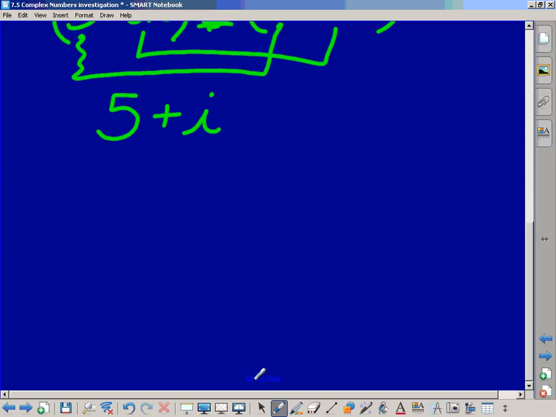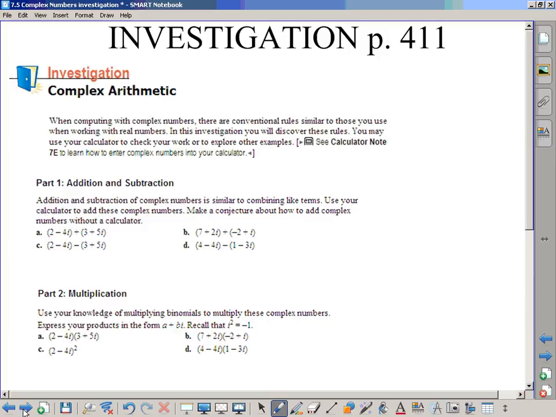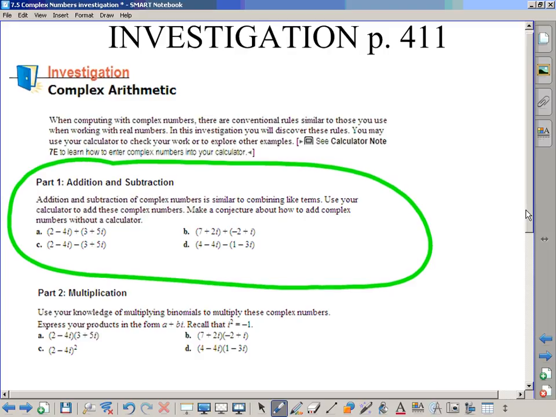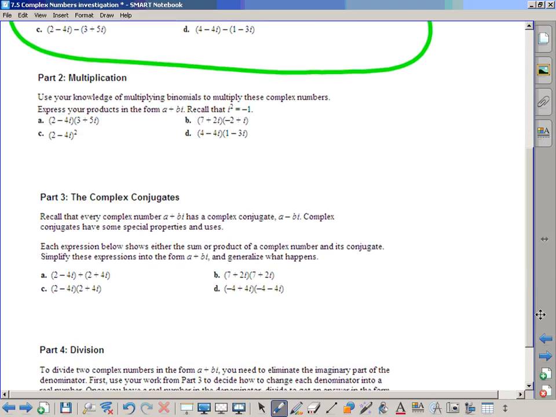And to do that, I'd like you to go ahead with the investigation and follow some of the instructions that you see. Adding and subtracting, part 1 that we see in this investigation. Pretty basic. Go ahead and complete part 1 on your own. You can go ahead and print this investigation handout from the link on the wiki on your own, and we'll check those answers tomorrow as a group.